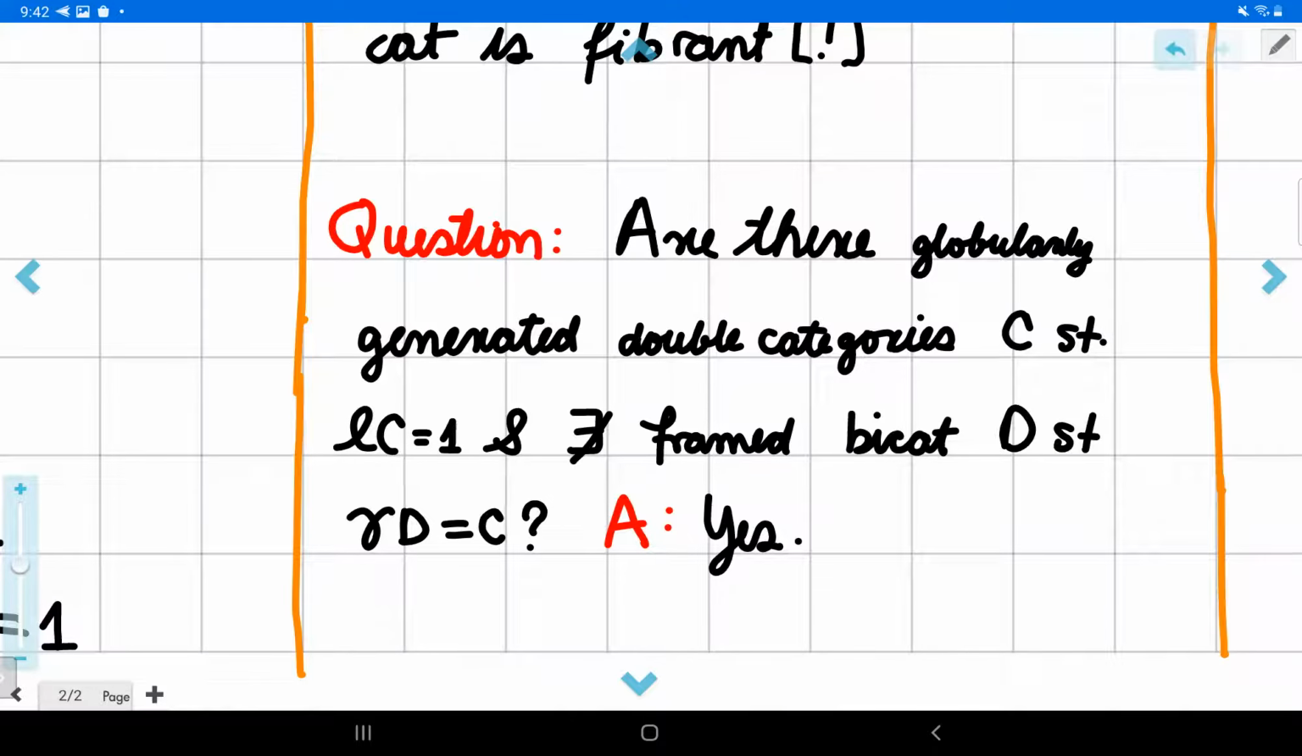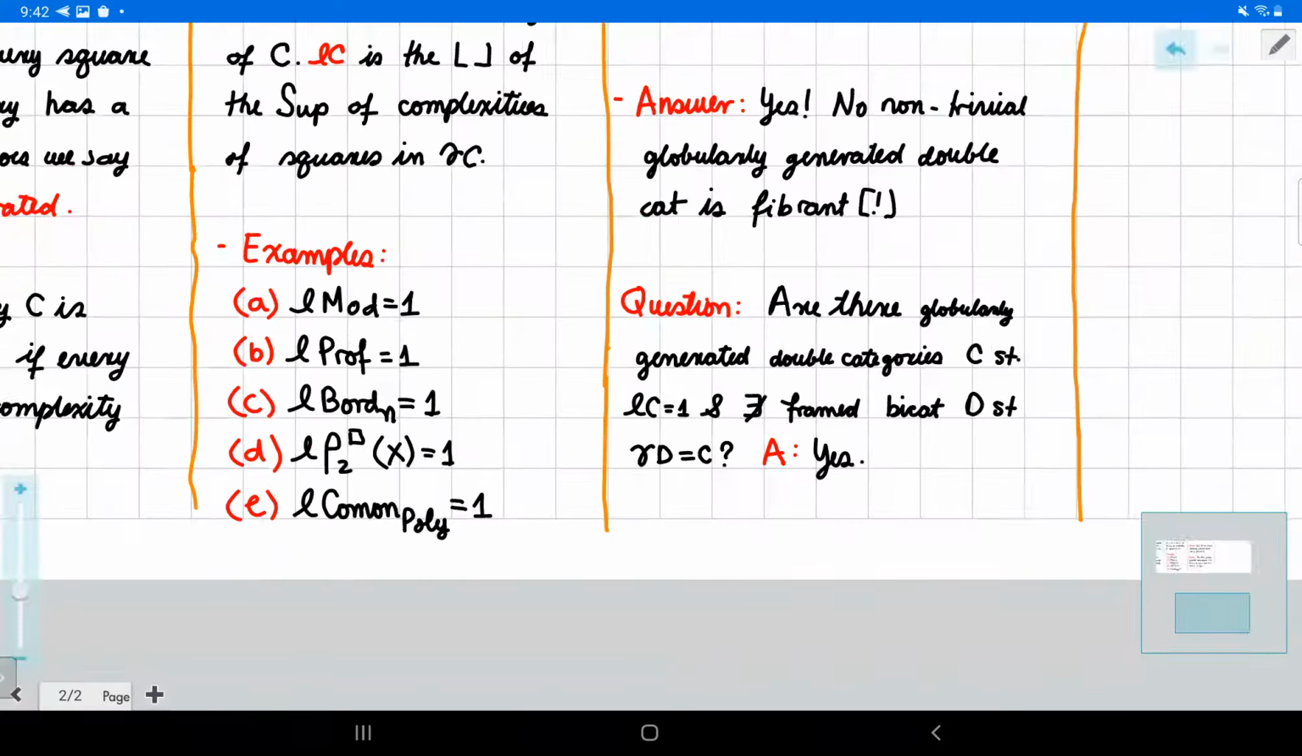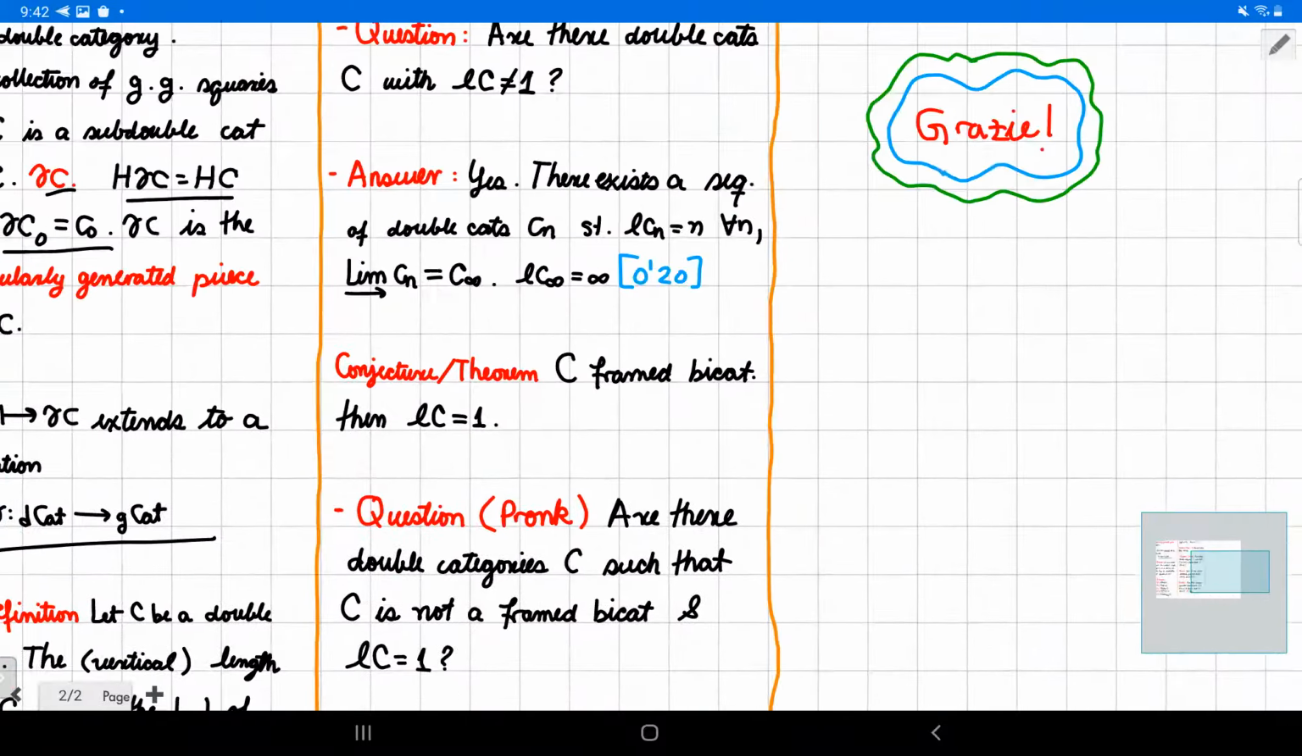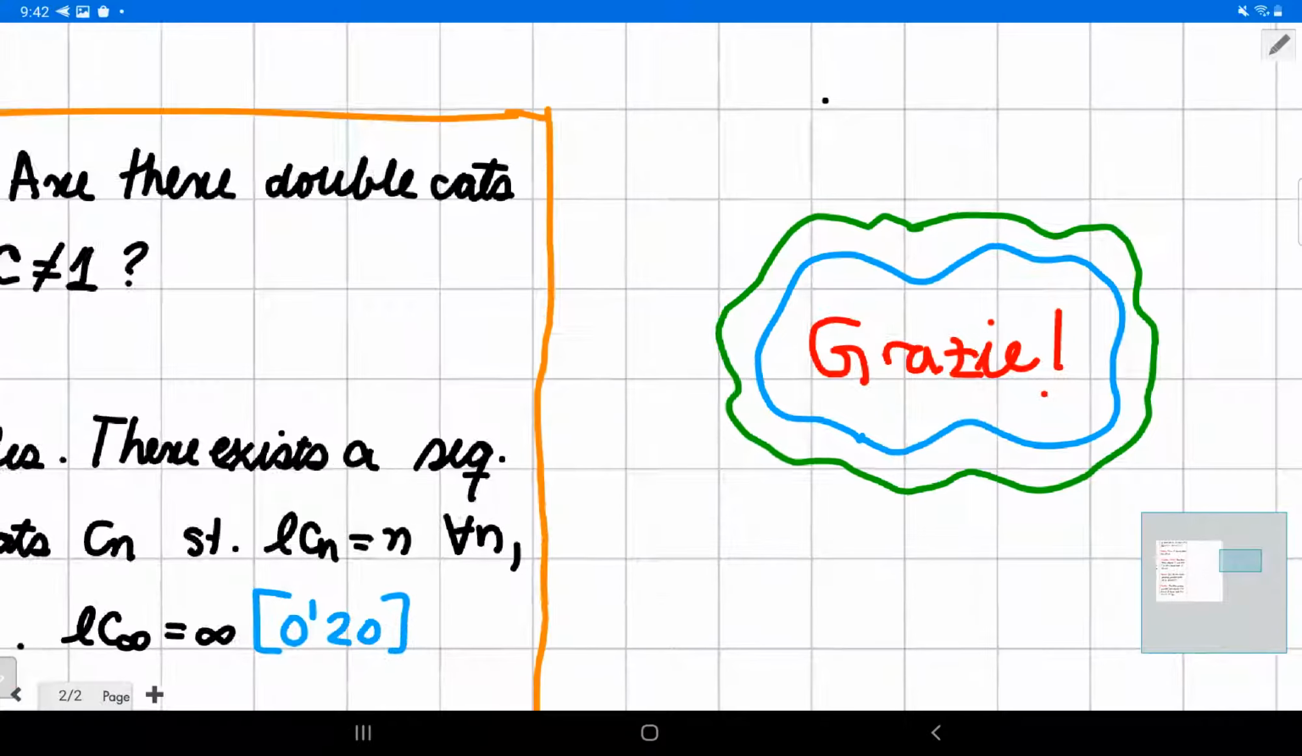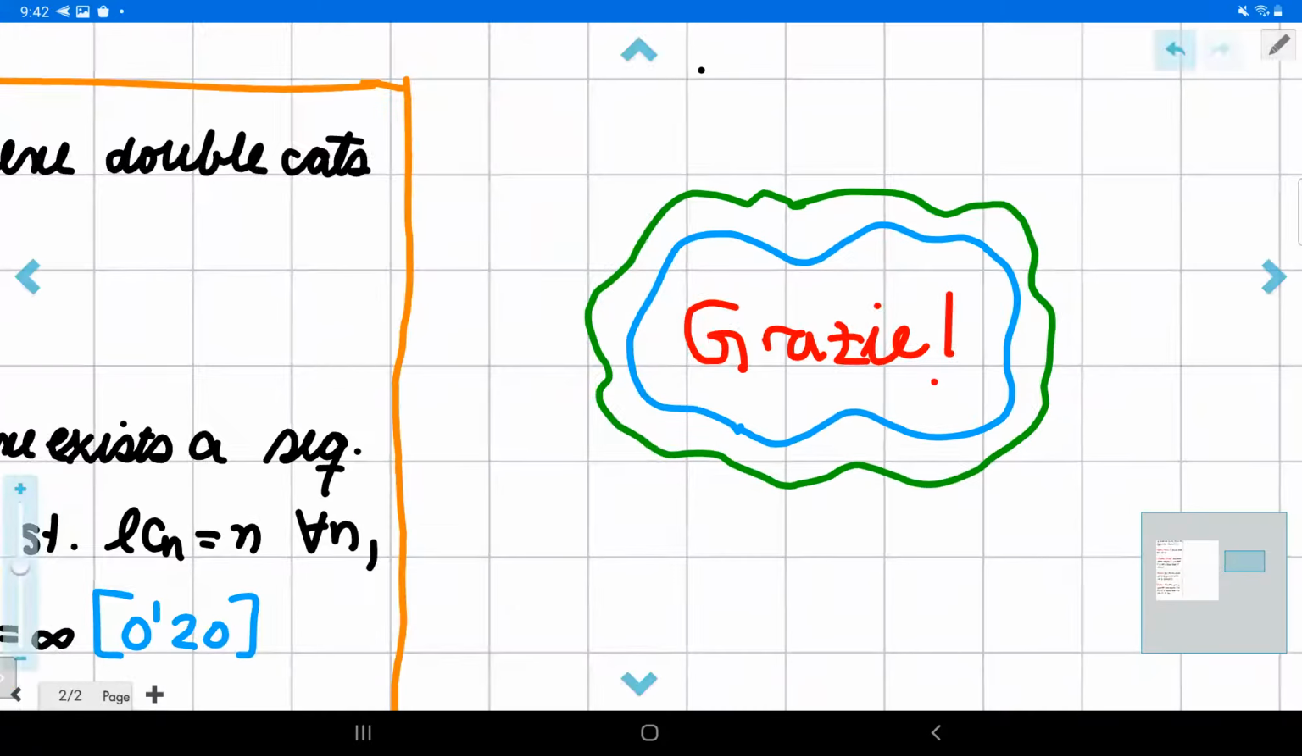So you have the following question: are there globularly generated double categories of length 1 that are not the globularly generated piece of a frame bicategory? And the answer is yes. So this was a very nice question of Pronk that was solved in the past week. So there are lots of very interesting questions about this invariant, and hopefully we'll keep working on this.